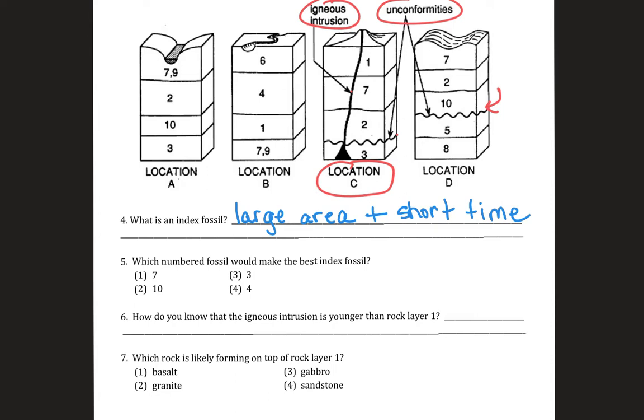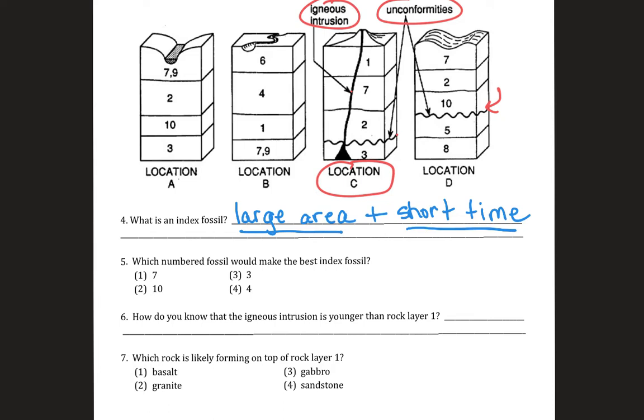And because you can find them all over the place, it's a really great way to communicate with other people. Like, oh, did you find that fossil? Yeah. Oh, then we know exactly how old that rock layer is, because those organisms only lived for a tiny amount of time. Well, when I say tiny amount of time, I mean it might have only been 1,000,000 years. In geologic time, 1,000,000 years is a really short period of time, okay? Because Earth is 4.6 billion years old. So that's the kind of thing that we are looking for, a large area and a short time.